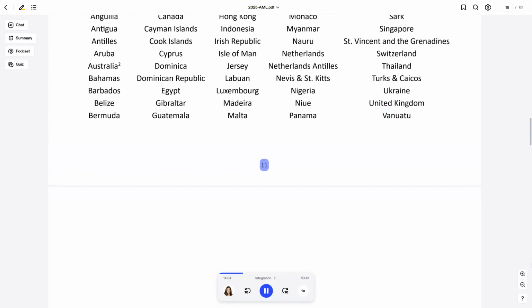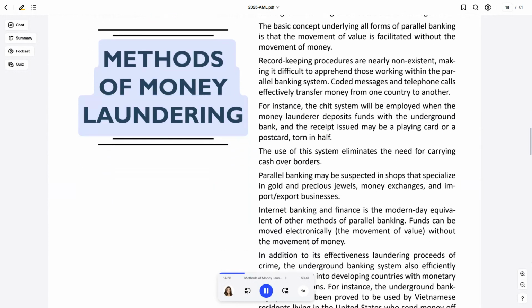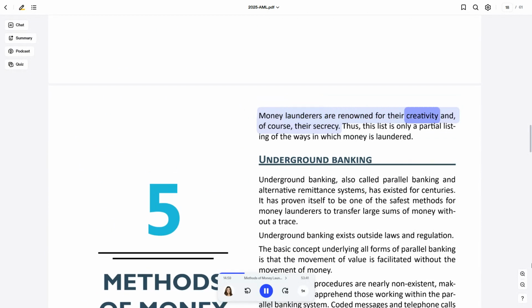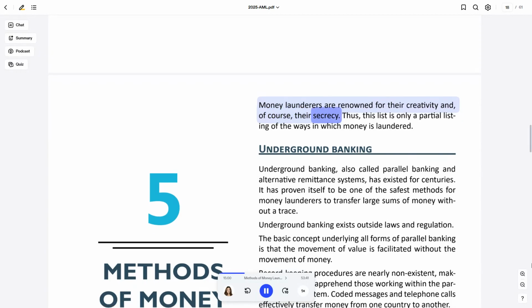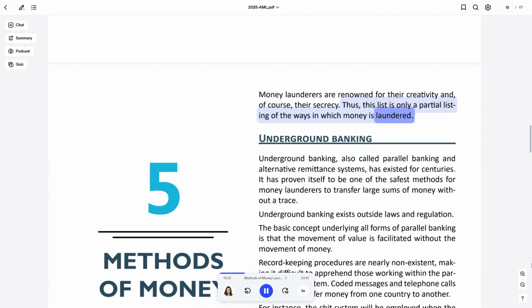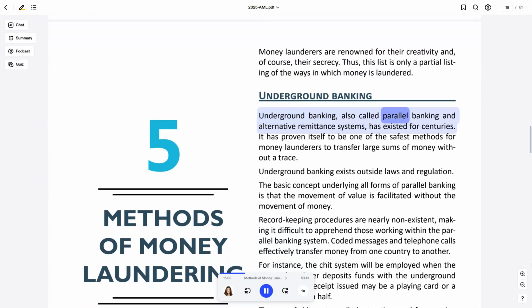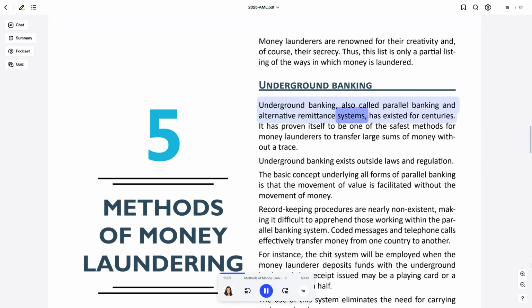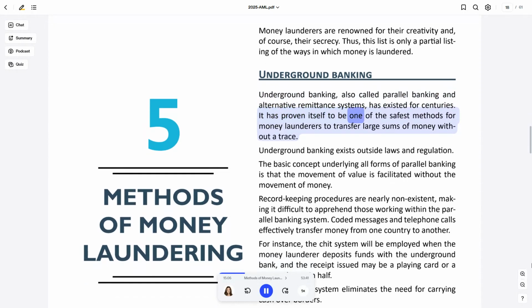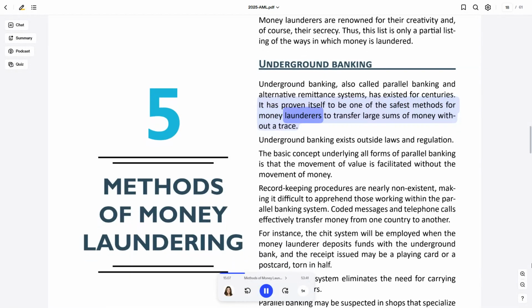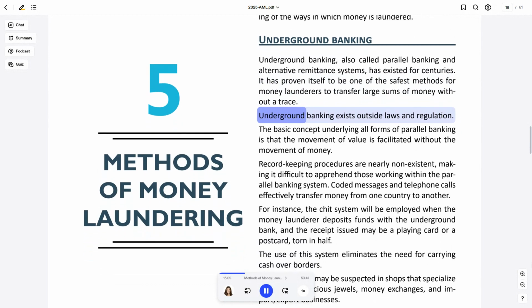Chapter 5. Methods of money laundering. Money launderers are renowned for their creativity and, of course, their secrecy. Thus, this list is only a partial listing of the ways in which money is laundered. Underground banking. Underground banking, also called parallel banking and alternative remittance systems, has existed for centuries. It has proven itself to be one of the safest methods for money launderers to transfer large sums of money without a trace. Underground banking exists outside laws and regulation.